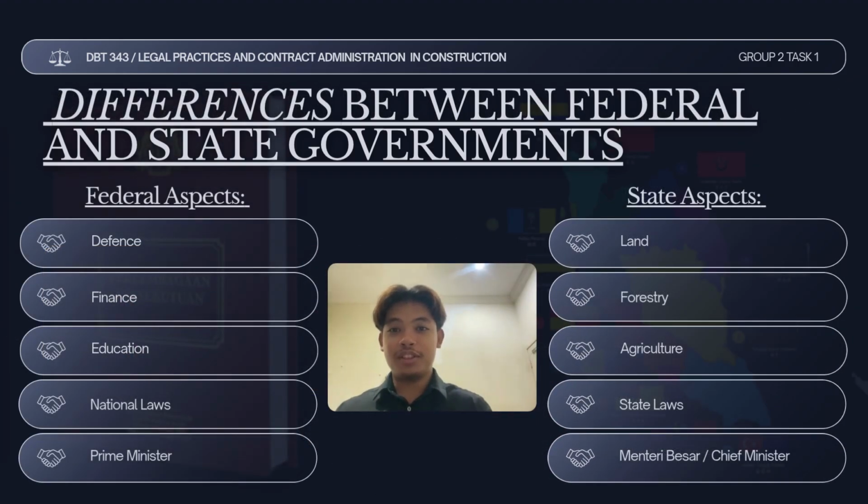Moving on to the differences between the federal and state governments. Let's take a look at the federal aspect first. So the first one, the federal government handles big national matters such as defense, finance, and education. Second, the reach is nationwide, meaning that national laws passed by parliament apply to the whole country. And last, for leadership, the government is led by the Prime Minister and the Cabinet under the Yang di-Pertuan Agong.